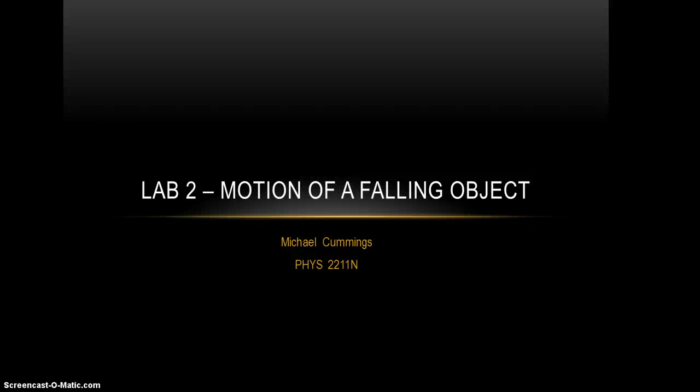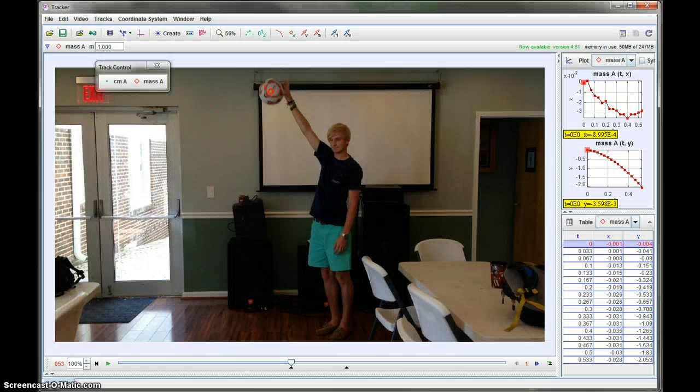This is my second video lab report for Physics 2211. This is Lab 2, in which I observed an object falling from rest. The system I chose to create was dropping a soccer ball from a height of about 2 meters. So here is the tracker video that I recorded and placed the mass points on.